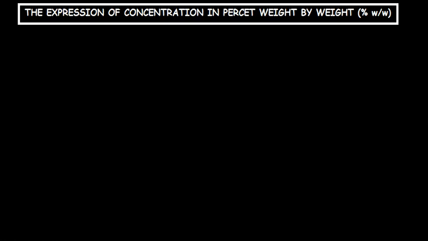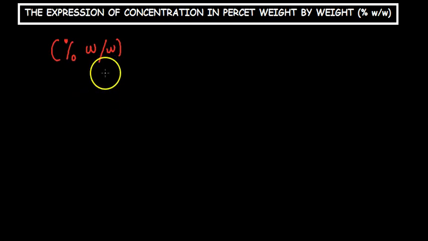In this video, we are going to be focusing on the expression of concentration in percent weight by weight. The expression of concentration in percent weight by weight is calculated as the weight of the solute divided by the total weight of the solution and multiplied by 100. It is commonly used to represent the amount of the substances in a solution.